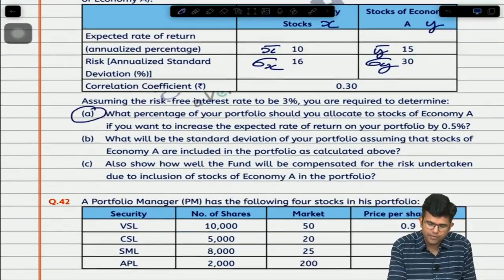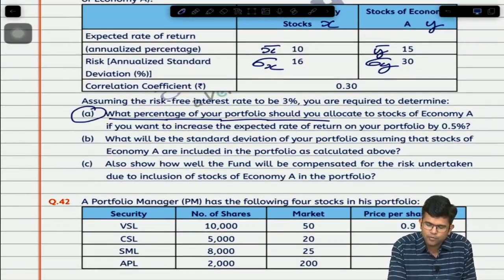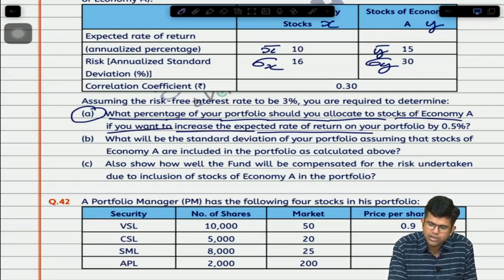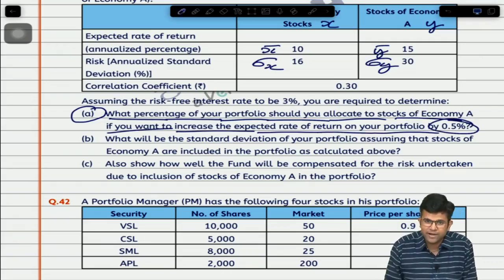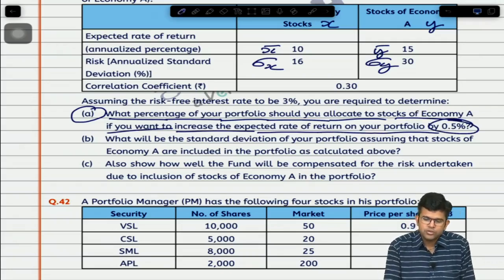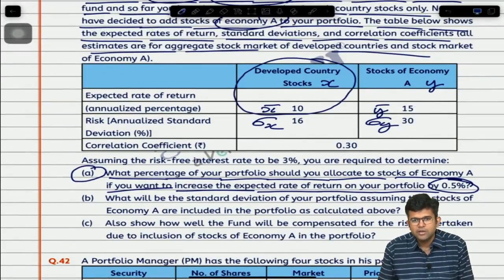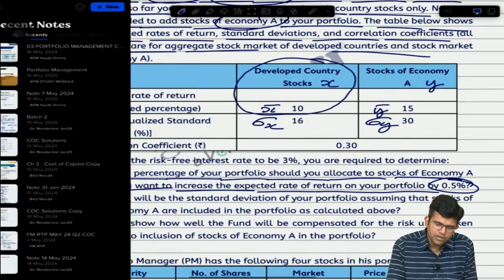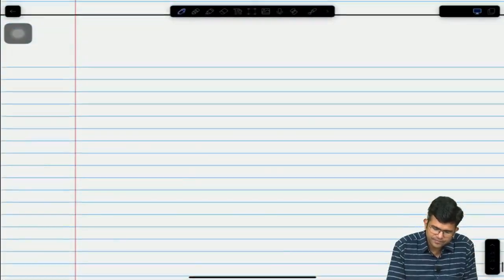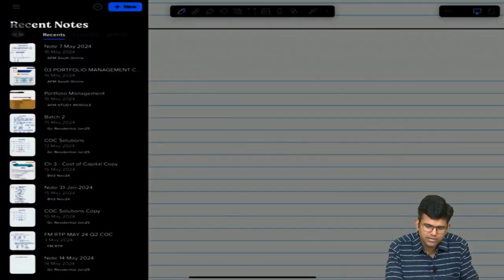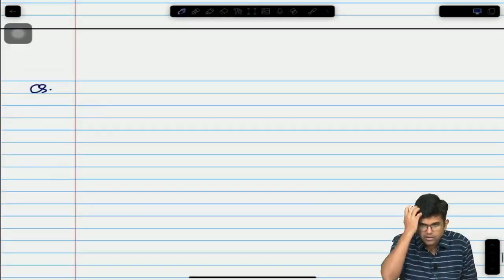Next, point number A. Now listen carefully. What percentage of your portfolio should you allocate to stocks of Britain if you want to increase your return of the portfolio by 0.5%? Students, do you understand currently your entire money is invested in Indian stocks, which is giving you 10% return? Everybody clear now? See if this makes sense. This is question number 41.